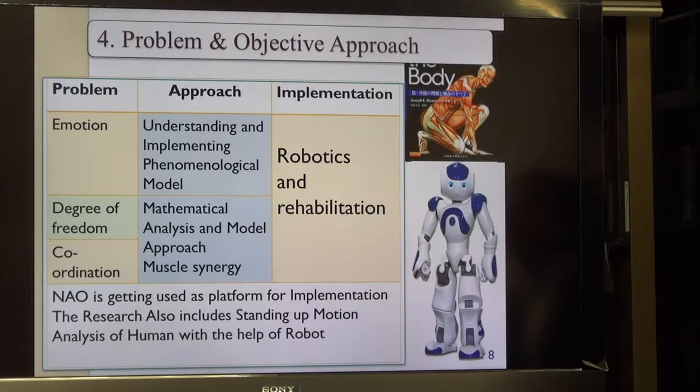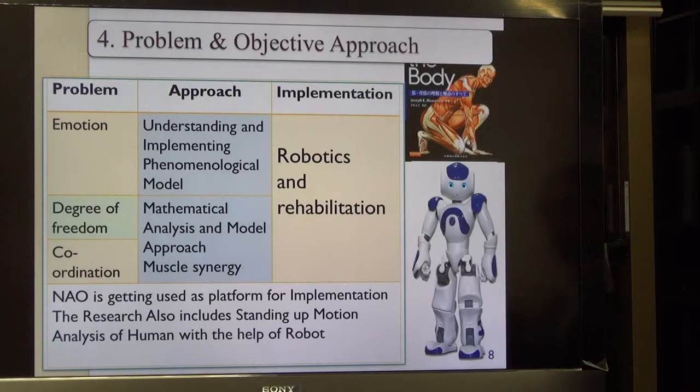So defining the problem and the objective approach, there are three things. One is emotion. So the approach is to understand the problem, understand the emotion from the psychological point of view, and phenomenological, developing a phenomenological model of the emotion and implementing it to the robot. The second problem is the degrees of freedom, how to minimize the degrees of freedom to control the robot. And the third one is the coordination of these degrees of freedom.